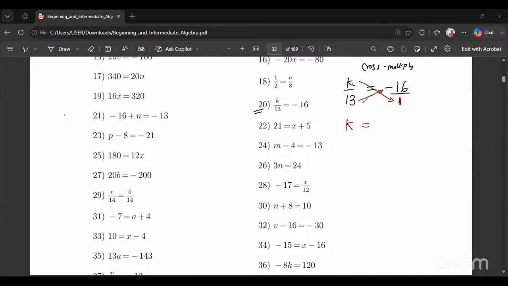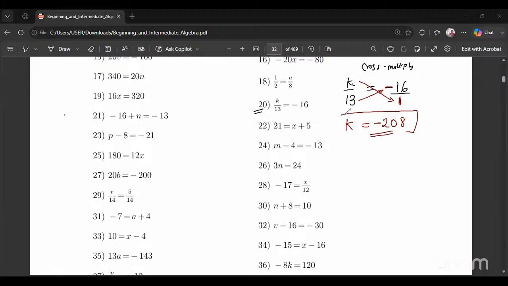13 times 16. That would give us 208, right? 208. But because we are multiplying 13 by a negative number, that is going to be negative 208. So don't forget that. So that will be the answer to this problem.